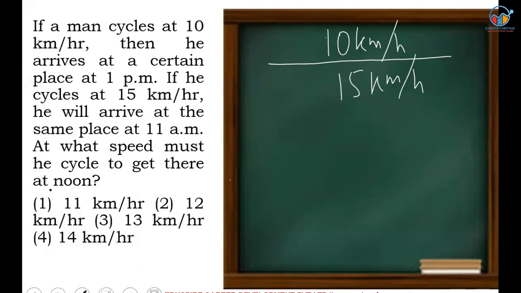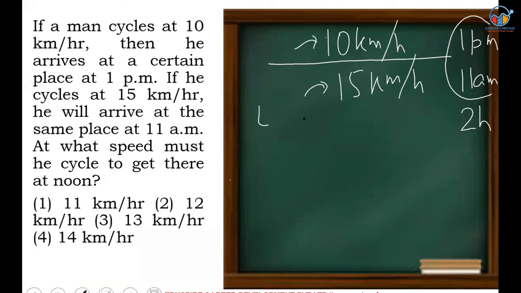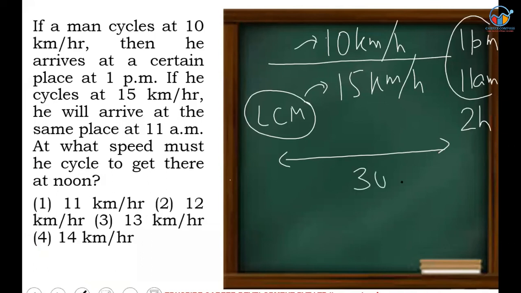Okay. So the first one, he reaches at 1 p.m. Second case, he reaches early. Of course, he has increased speed, so he will reach early. So in this process, if you have noticed, he is saving 2 hours, right? Now see, guys, the very simple thing that you can do again is to consider the LCM of these numbers as the distance. Now, what is the LCM of these two numbers? Definitely the LCM is 30 kilometers, right? If that is so, how much time is he taking in the first case? 30 by 10, that is 3 hours. In the second case, 30 by 15, that is 2 hours. So the gap is 1 hour.